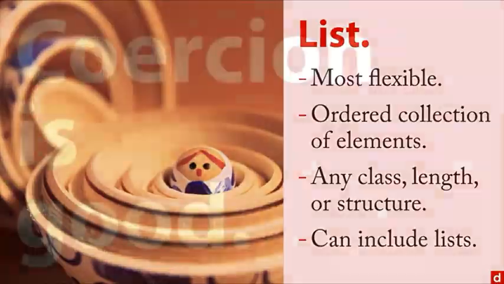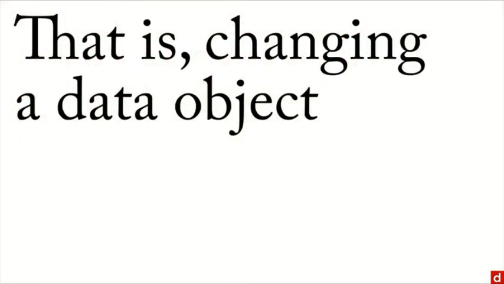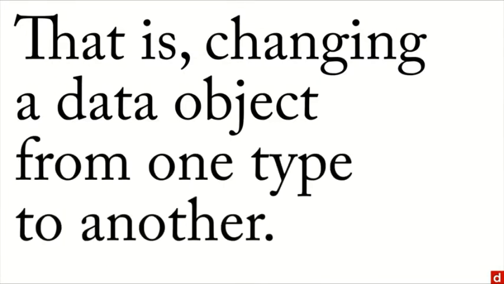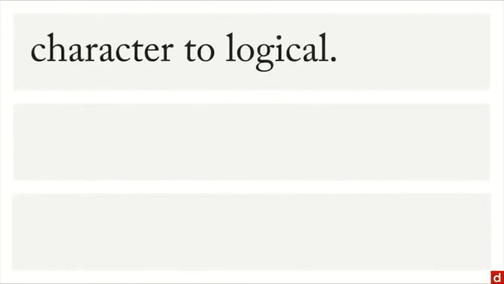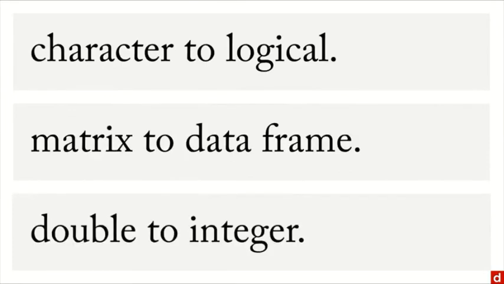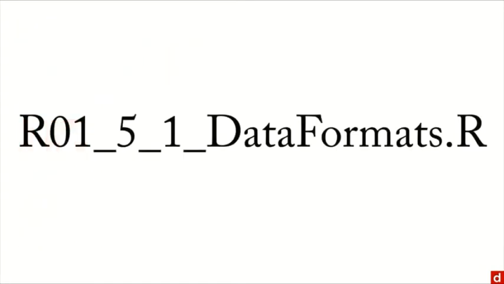And then let me talk about something else here, the idea of coercion. Now, in the world of ethics, coercion is a bad thing. In the world of data science, coercion is good. What it means here is coercion is changing a data object from one type to another. It's changing the level of measurement or the nature of the variable that you're dealing with. So for example, you can change a character to a logical, you can change a matrix to a data frame, you can change double precision to integer. You can do any of these. It's going to be easiest to see how it works if we go to R and give it a whirl. So open up this script and let's see how it works in RStudio.